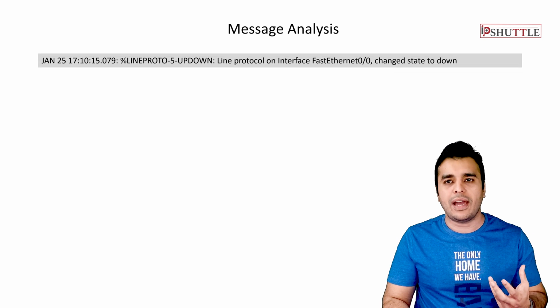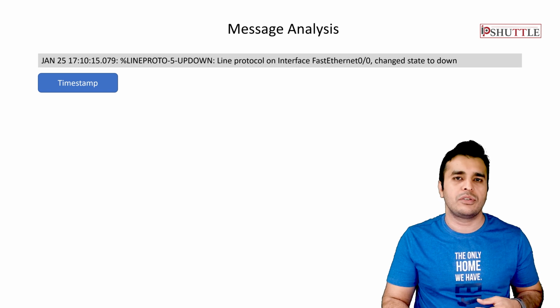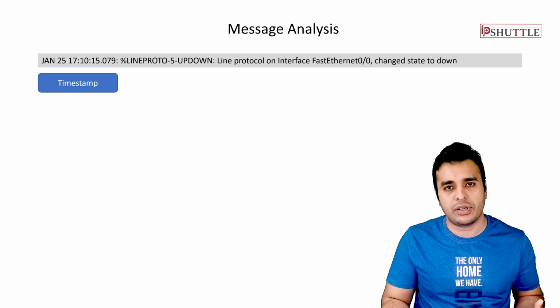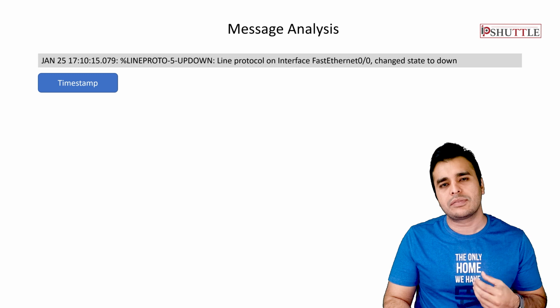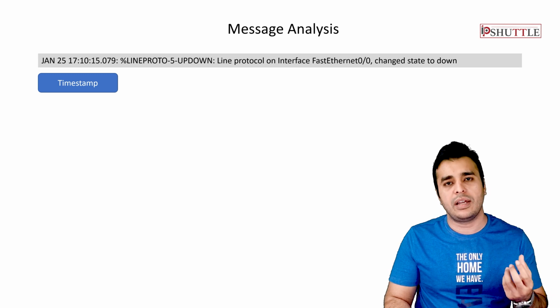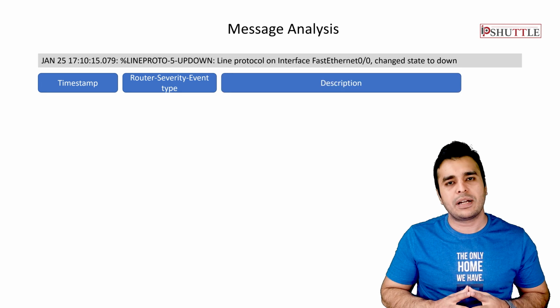Let's say we have received a log, what is that log showing? The first part is a timestamp. That's the reason I was mentioning you should have NTP synced across your devices. This is going to be the date timestamp on that one. The next one is the router and its event severity, the event level. You will see that. And the last part is the description part.